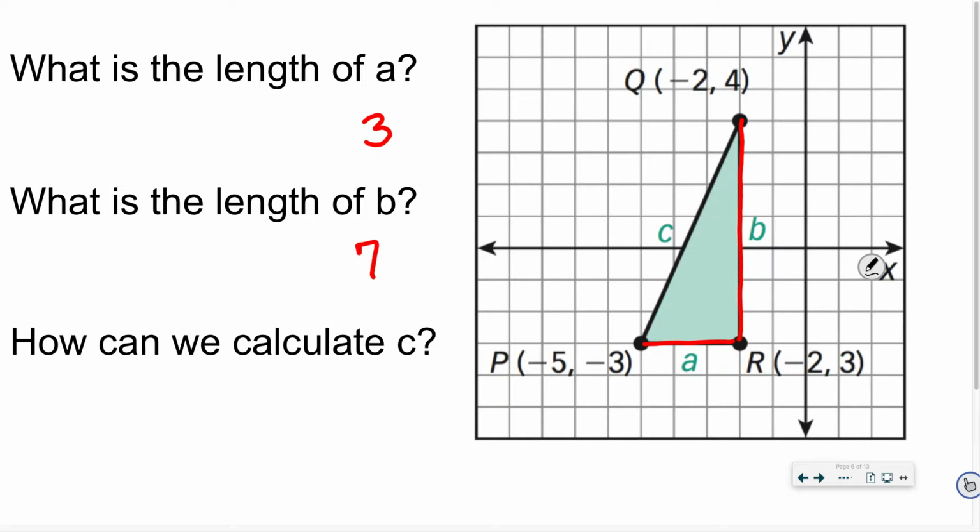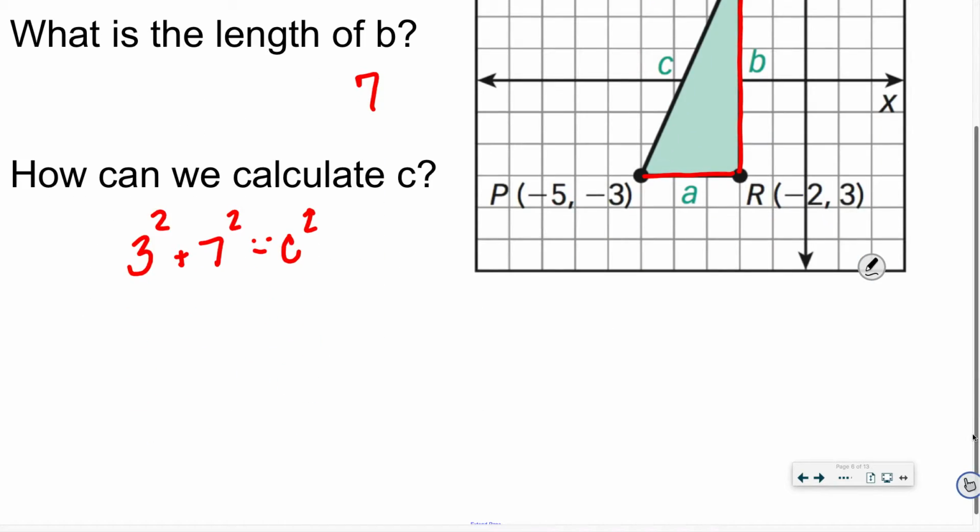So what would I plug in? What would I do? 3 squared plus 7 squared equals C squared. Good. And let's just finish this problem. 3 squared is 9. Good. 7 squared is 49. Good. What are they together? 58.